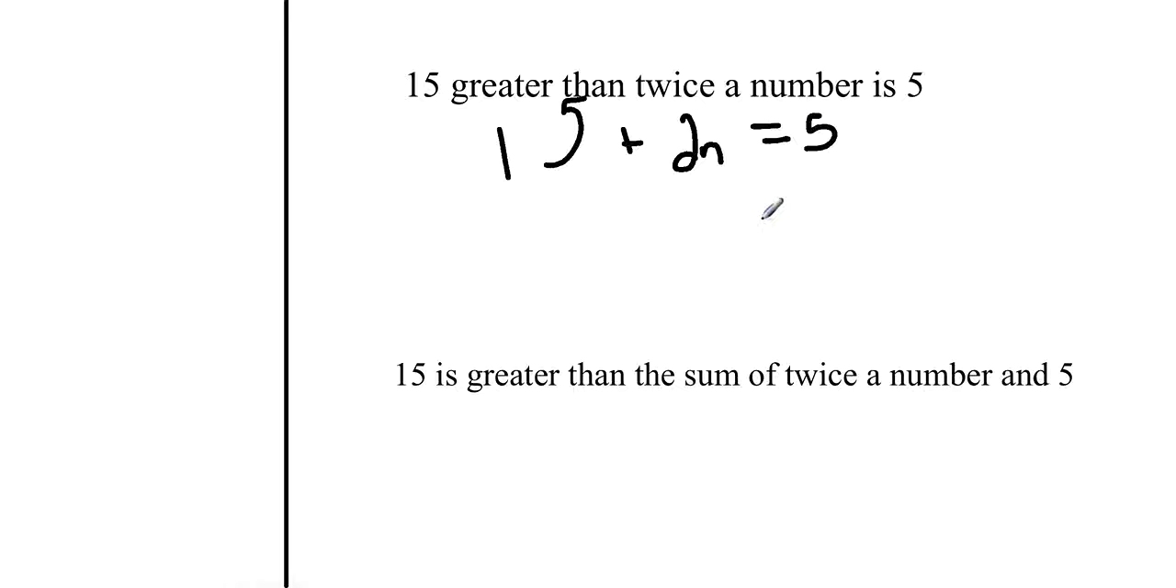All right, so go ahead and try this one. 15 is greater than, there's the word is. So 15 is greater than, so then we have the greater than sign, the sum of twice a number, sum means add, and 5.